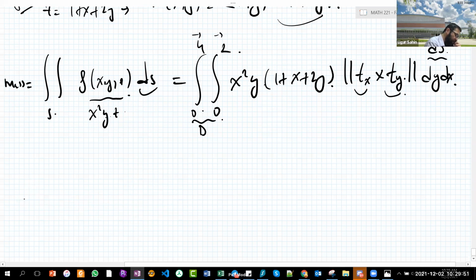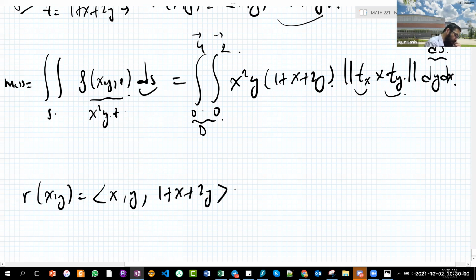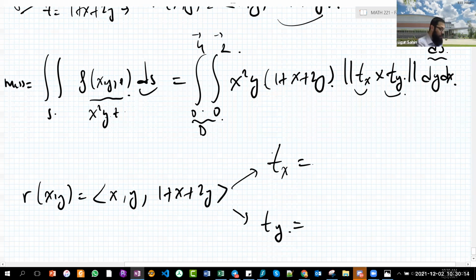Let me not screw up here. xy, which is equal to xy, 1 plus x plus 2y. Now, by using this parameterization, you are going to find the derivative of t with respect to x and the derivative of t with respect to y. T is actually r here. We just use it to denote the tangent. That's why it is t here.